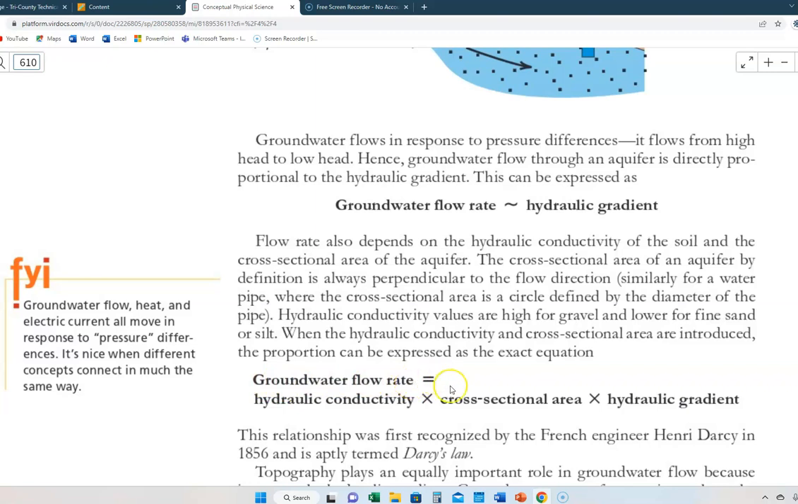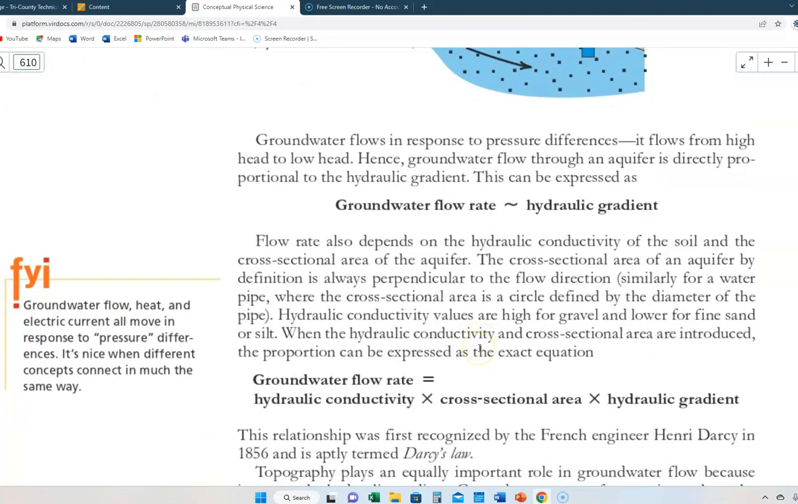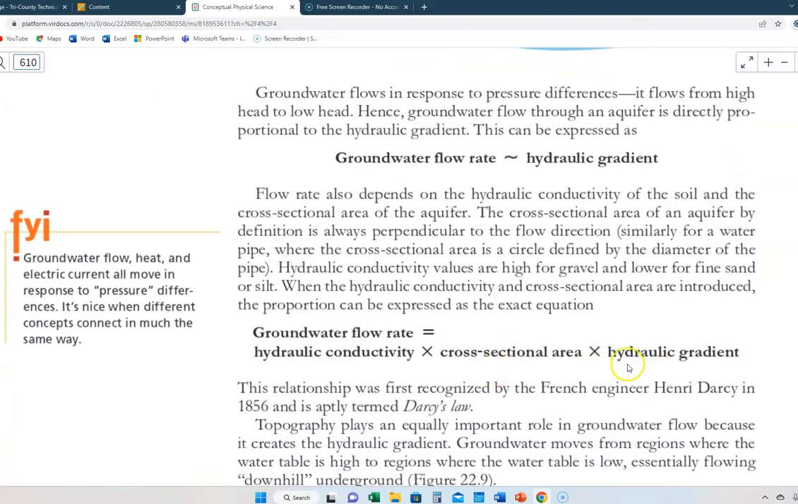It is equal to what's called the hydraulic conductivity, how easily the water flows through the aquifer, times the cross-sectional area. The cross-sectional area would be like if I just took a slice, somewhere in the middle of this, perpendicular to the direction of the water flow. That's what's called the cross-sectional area. And then you multiply by the hydraulic gradient. That'll give you the rate of water flow.